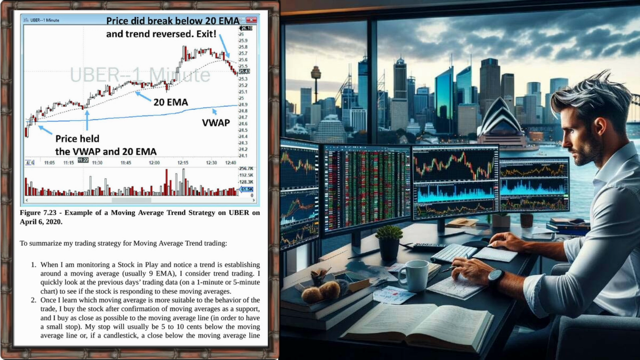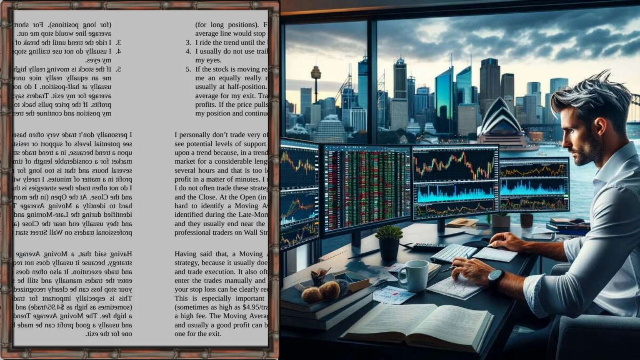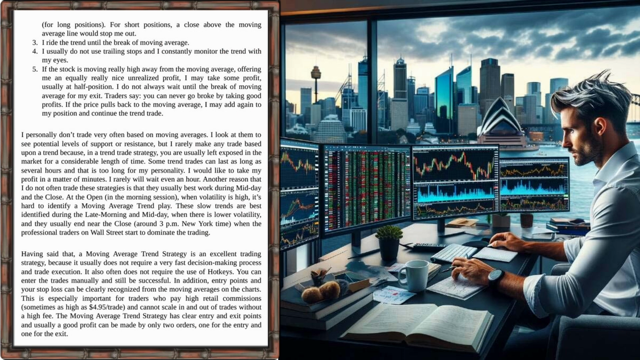2. Once I learn which moving average is more suitable to the behavior of the trade, I buy the stock after confirmation of the moving average as a support, and I buy as close as possible to the moving average line in order to have a small stop. My stop will usually be 5 to 10 cents below the moving average line, or, if a candlestick, a close below the moving average line for long positions. For short positions, a close above the moving average line would stop me out.